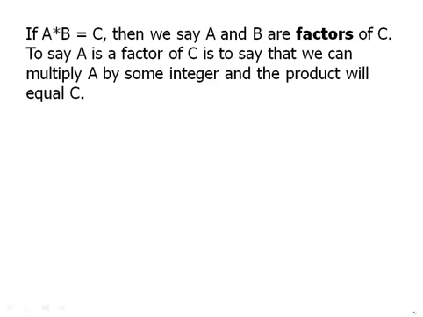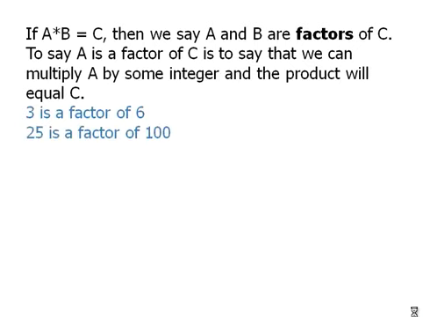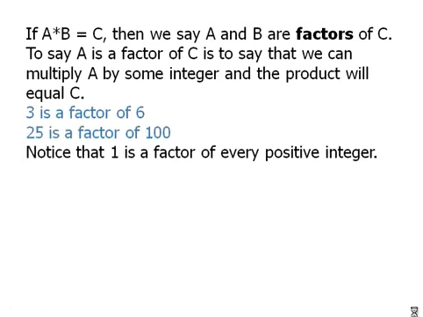If we say that a times b equals c, so the product of a and b equals c, then we're saying that a and b are factors of c. In other words, we can multiply them together to get c. To say that a is a factor of c is to say that we can multiply a by some other integer, and the product will be equal to c. So, for example, 3 is a factor of 6. 25 is a factor of 100.